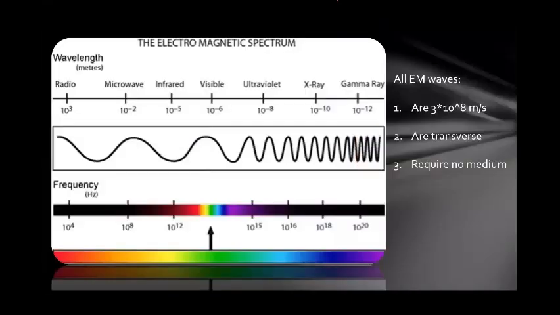So we know that electromagnetic waves, whether they are radio waves or optical, which includes the infrared, visible, and ultraviolet, they all share three things in common. First, they all travel at the speed of light, and they are transverse electromagnetic waves, which means they have electric field and magnetic field components that are vibrating. And all electromagnetic waves require no medium. So they can travel in a medium, but they can also travel in vacuum.